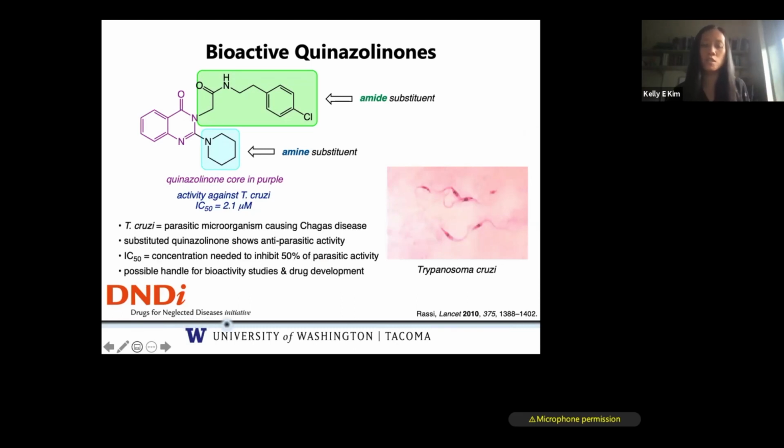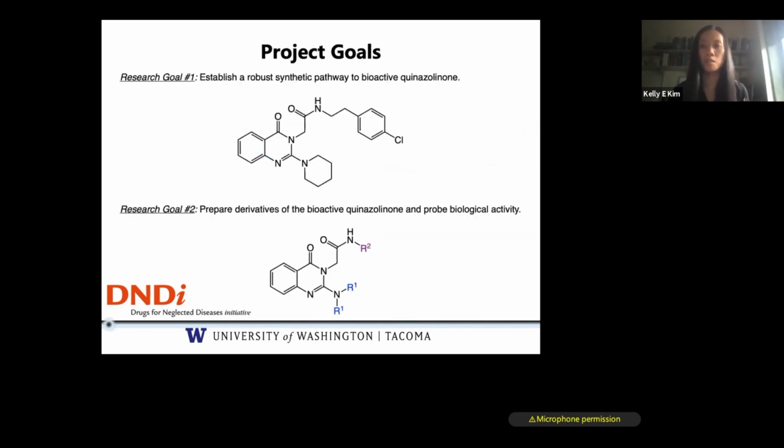And for this reason, the Drugs for Neglected Disease Initiative is partnering with academic labs like my own to study some alternative potential therapeutics for this disease. For example, this quinazolinone structure highlighted in purple above, substituted with an amine substituent and an amide substituent, has shown pretty promising activity against the T. cruzi parasite that causes Chagas disease. And so our first goal here is to establish a robust synthetic pathway to this known bioactive quinazolinone structure for further study, as well as to prepare some derivatives of these disubstituted quinazolinones, for example, varying that amine group and the amide group on the core.